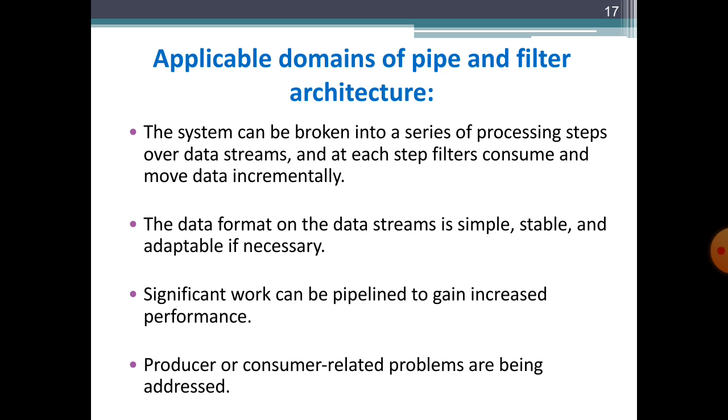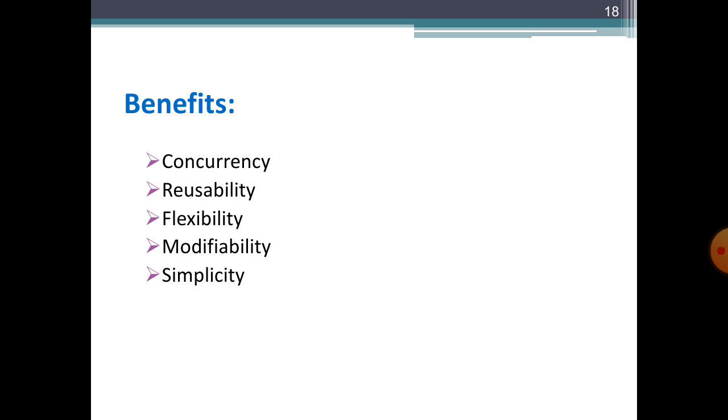So this pipeline can increase performance as well. Producer consumer related problems are also addressed in this kind of data flow architecture. So there are some benefits of this architecture as well.